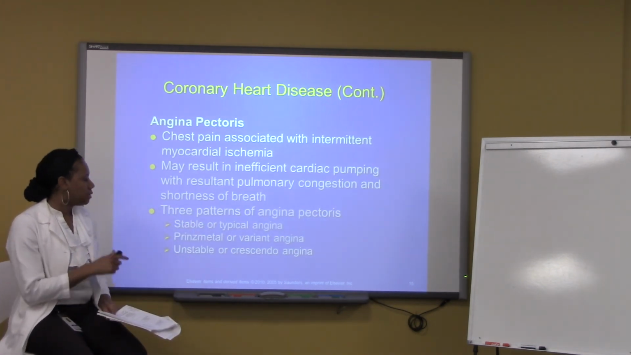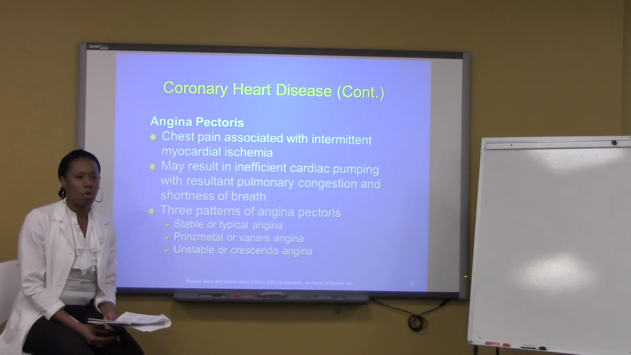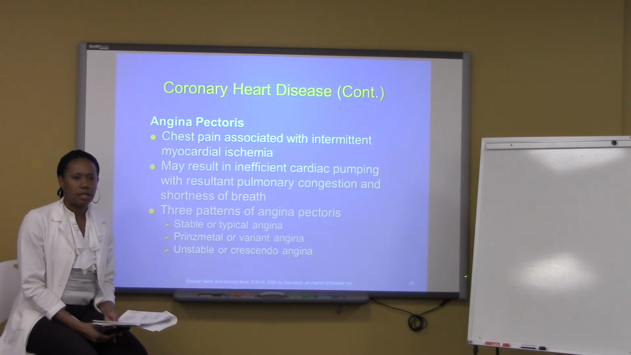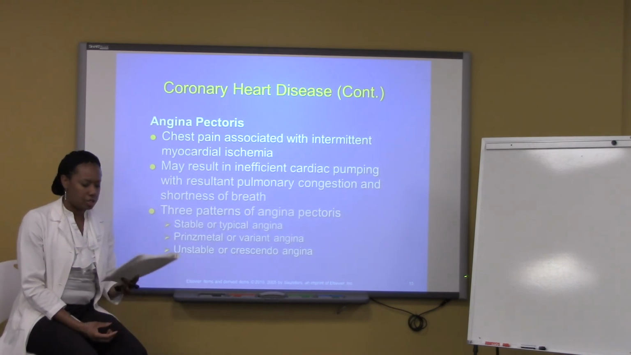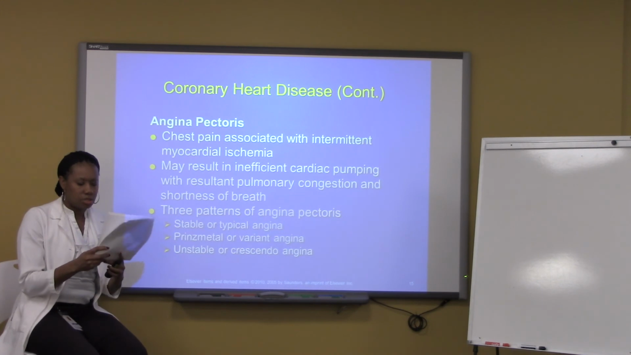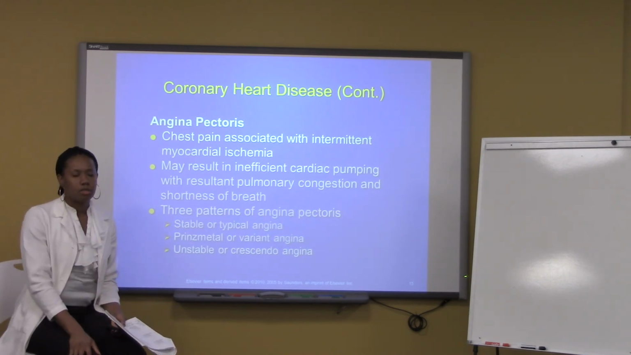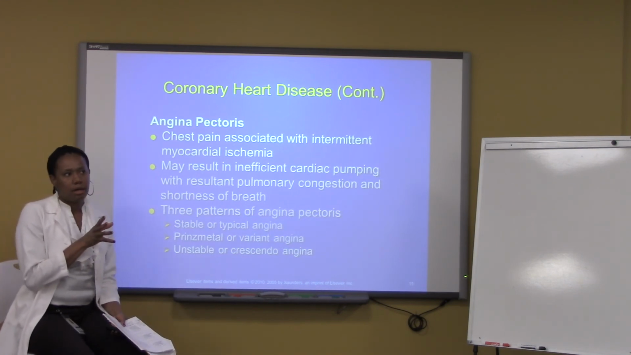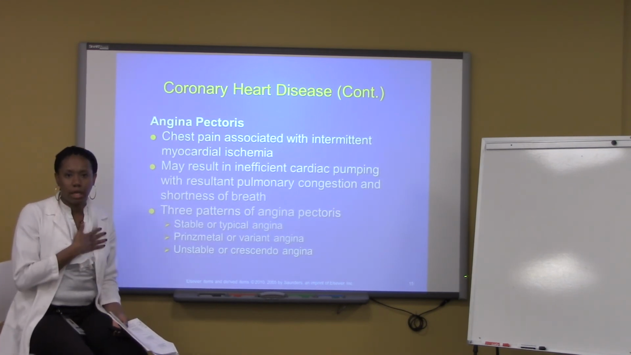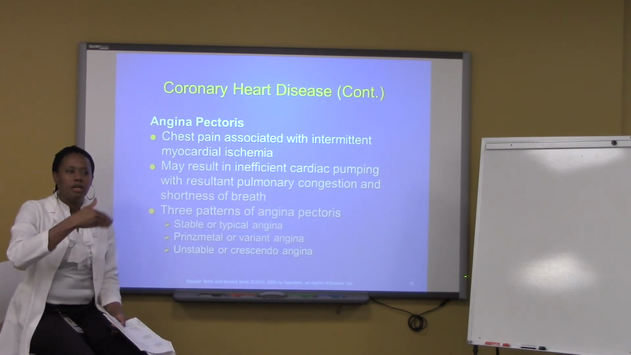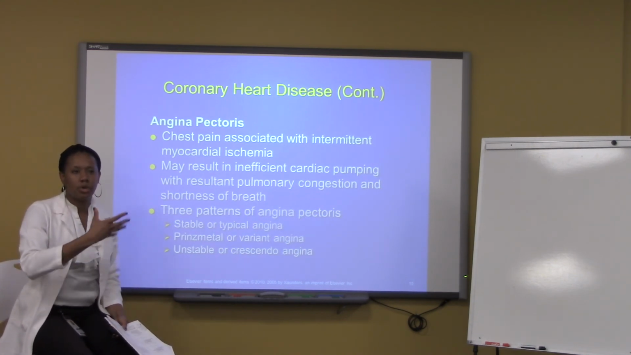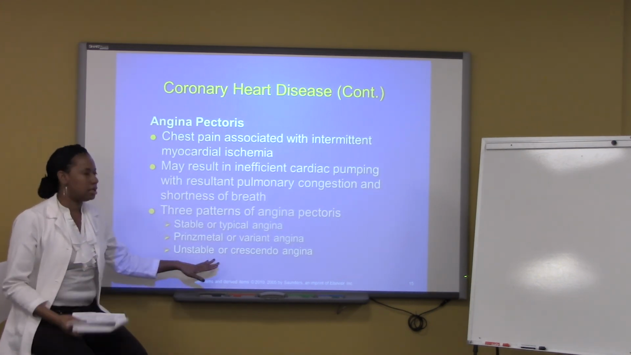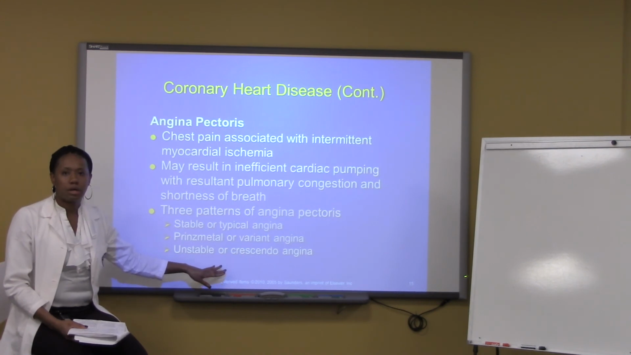Now, the last one here is something called unstable or crescendo angina. With unstable or crescendo angina, this is intermittent chest pain that actually gets worse. So say, for example, a patient has chest pain that maybe is at, let's say, a pain scale of maybe 3, then it gets to a 4, 5, 6, 7, 8. And so the pain just gets worse, more intense and more grabbing. This type of angina is very common with patients that are undergoing an MI.